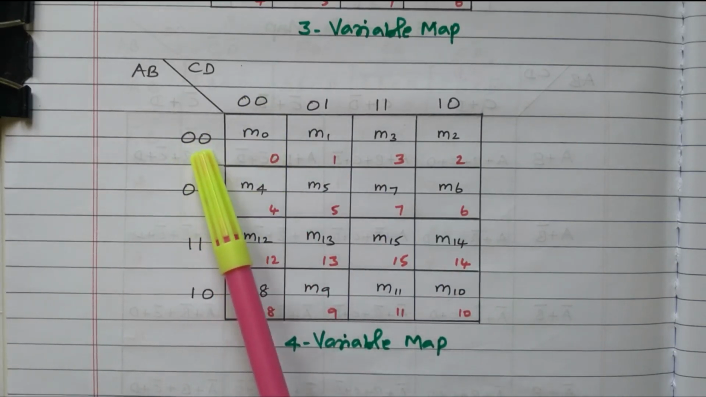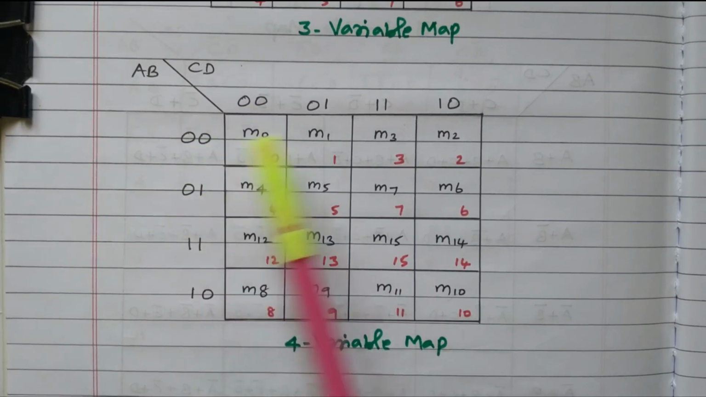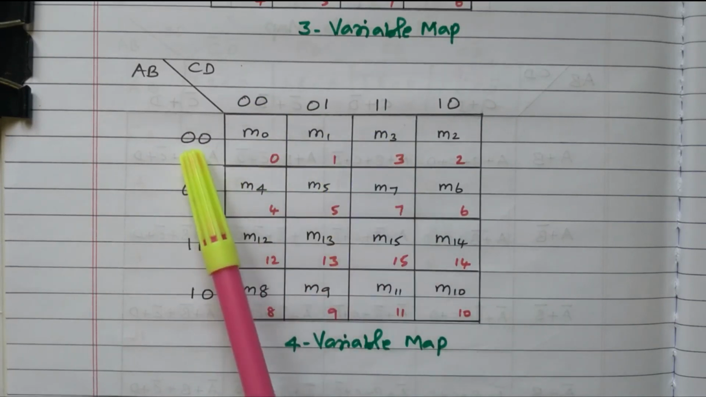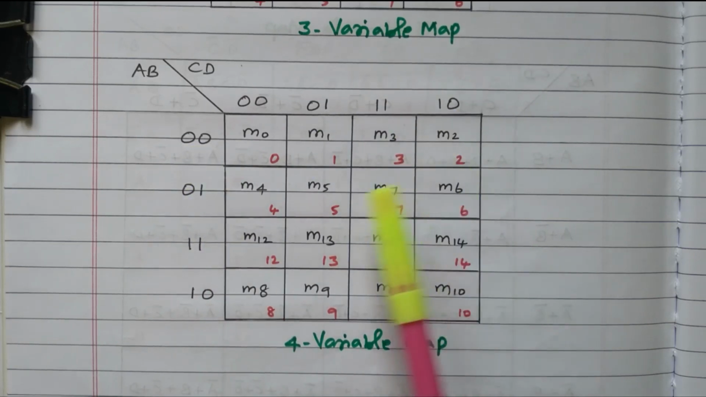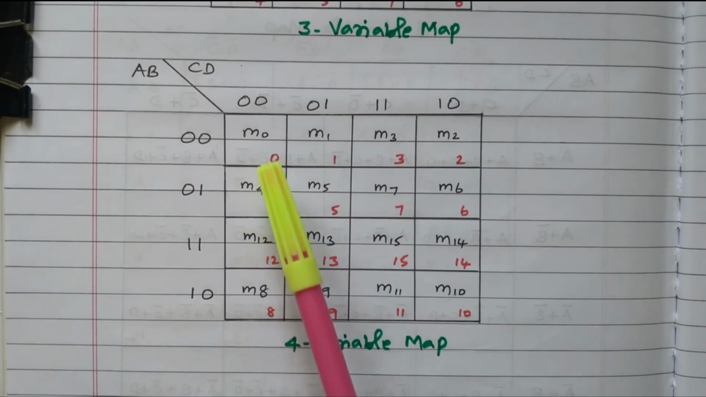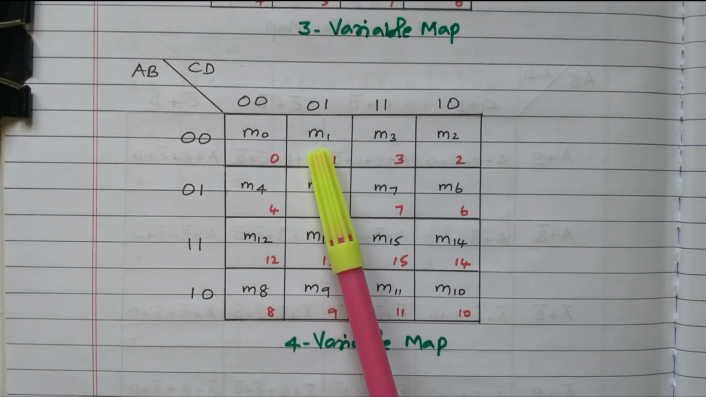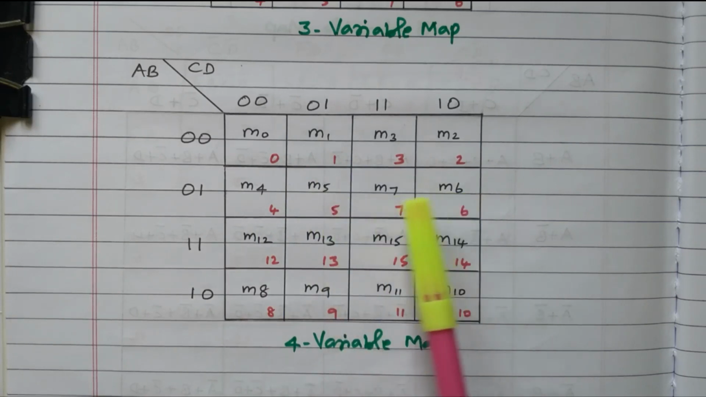What is available horizontally and what is available vertically? You have to write 0 0 0 0. The second cell is 0 0 0 1. Third cell 0 0 1 1. Fourth cell 0 0 1 0. Like that we can represent. That can be represented using min terms as M0, M1, M2, M3, M4, M5, M6, M7.